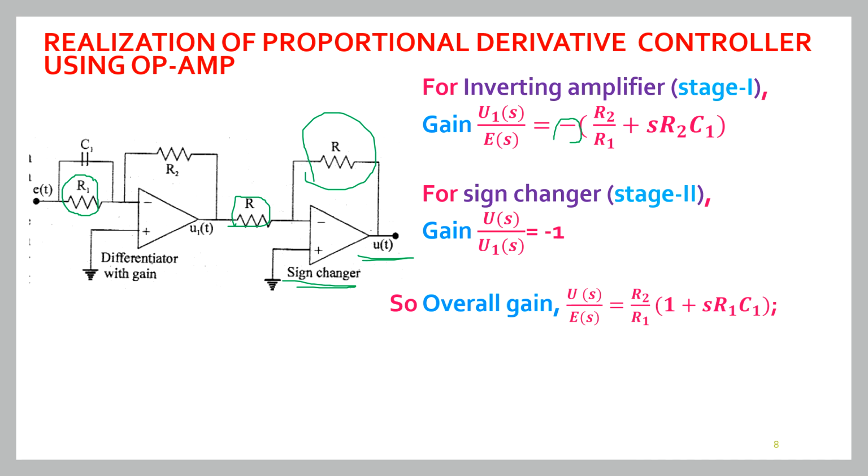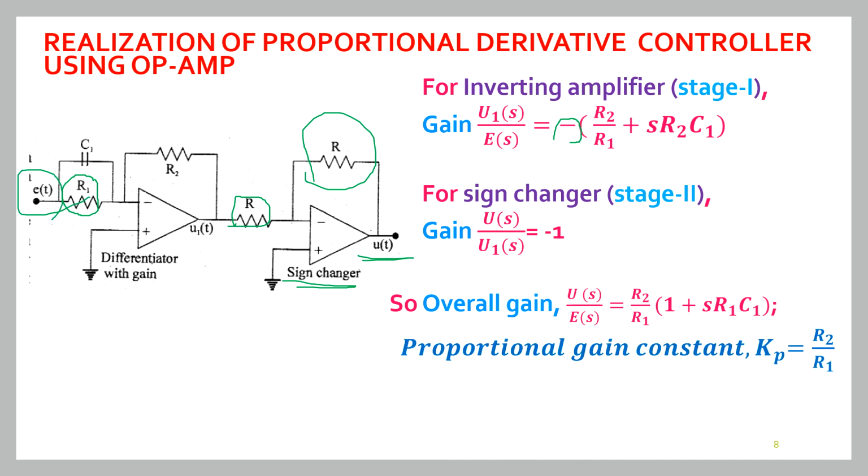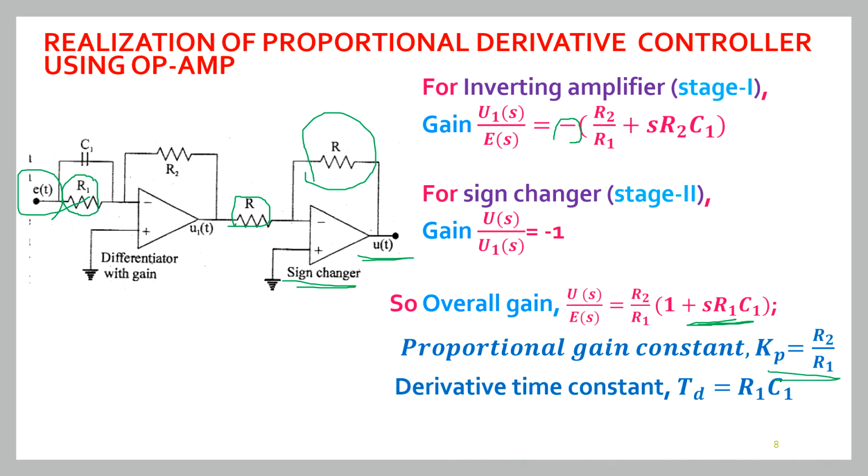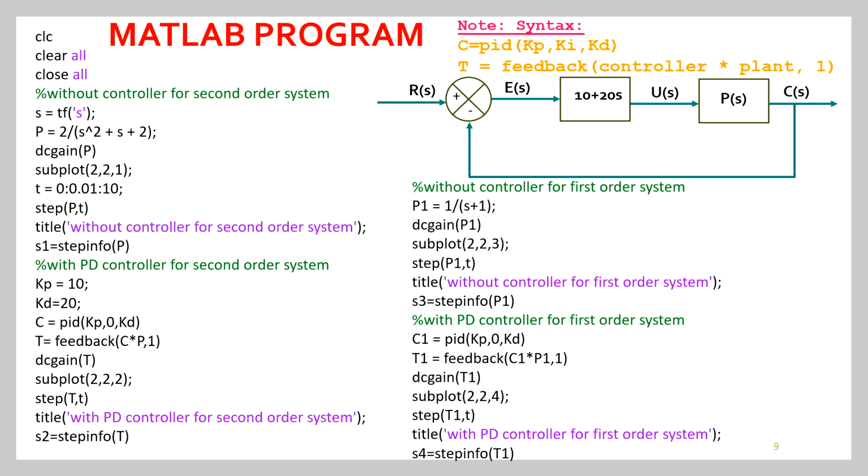The overall gain is U of S divided by E of S. Let us take the term R2 by R1 outside. So you can write R2 by R1 into 1 plus S into R1 C1, where R2 by R1 is called KP and R1 into C1 is called TD. So by adjusting these R2, R1 and C1, you have control over the gains of the proportional derivative controller, and hence we are able to achieve the desired values of damping.